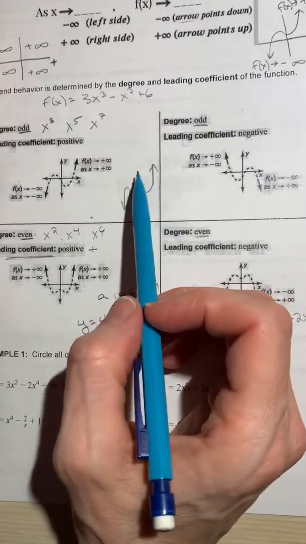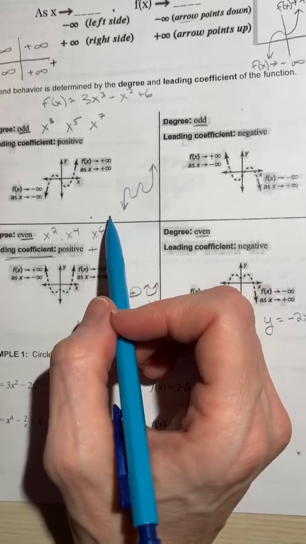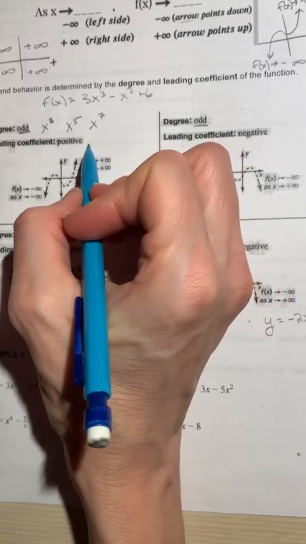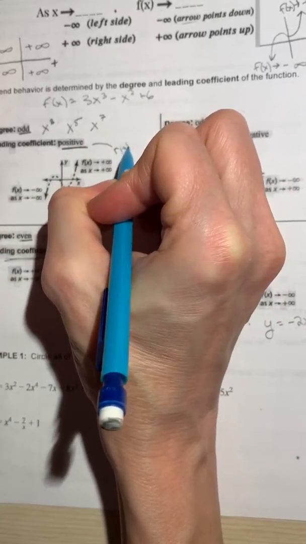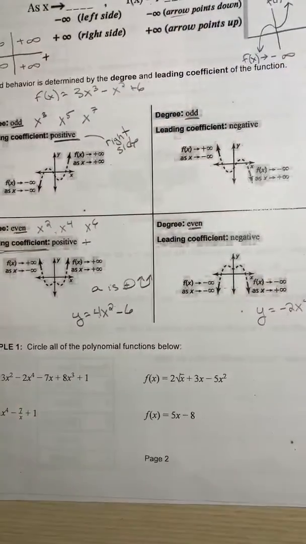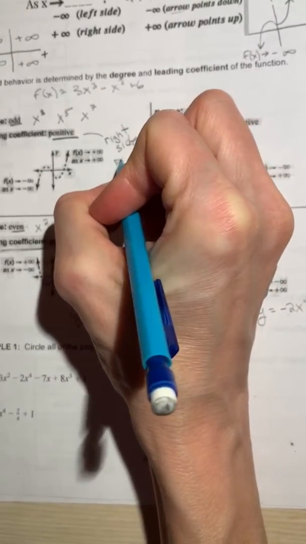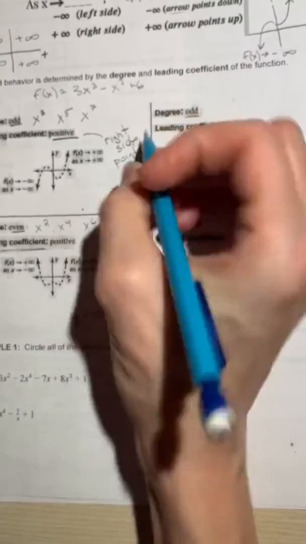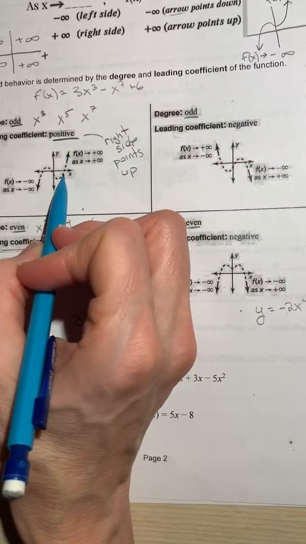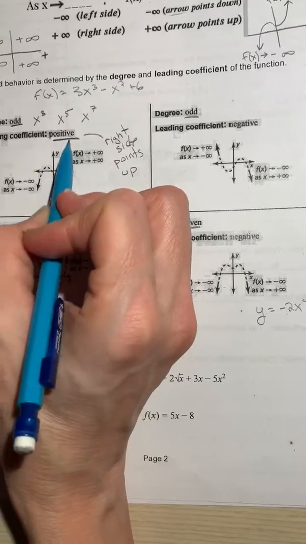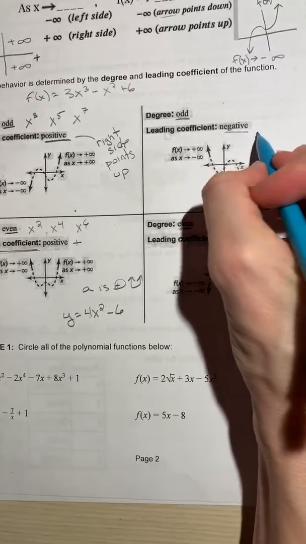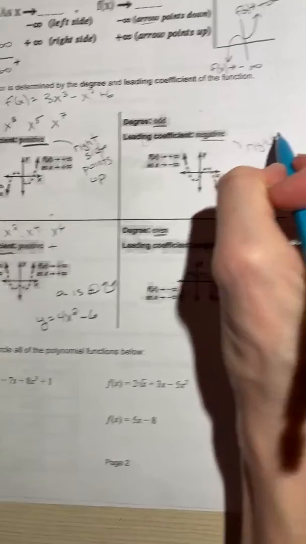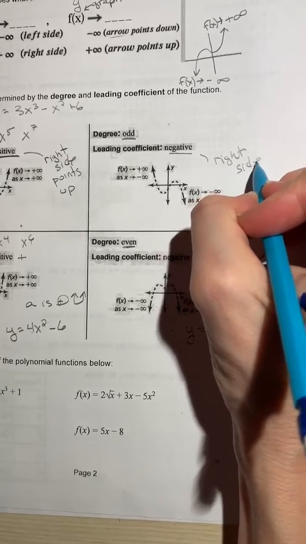Now for the odds, it's a little bit trickier because you've got one end up, one end down. Here's how I think is the easiest way to think about this. If the leading coefficient is positive, the right side, I'm going to erase this, get it out of my way, the right side points up. So this is an example of a leading coefficient on an odd function being positive. Right side of the graph goes up. If the leading coefficient is negative, the right side points down.